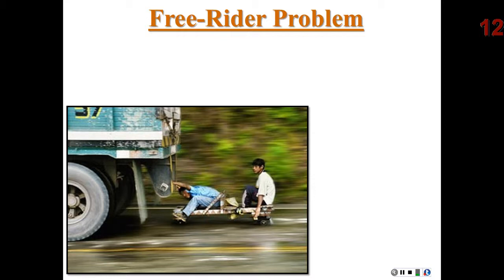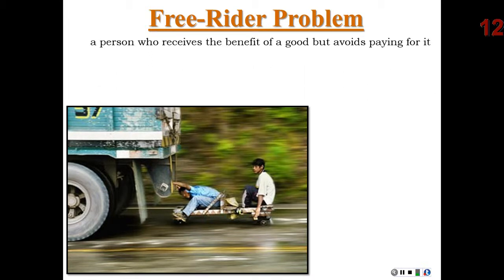Now, the problem, let's look at public goods first. You ever seen this happen, right? People hitching a ride on the back of a car or something? All right, we might call that a free rider, getting a free ride, right? And that is the problem with public goods when left to market devices. A free rider is a person who receives the benefit of a good or service but avoids paying for it.